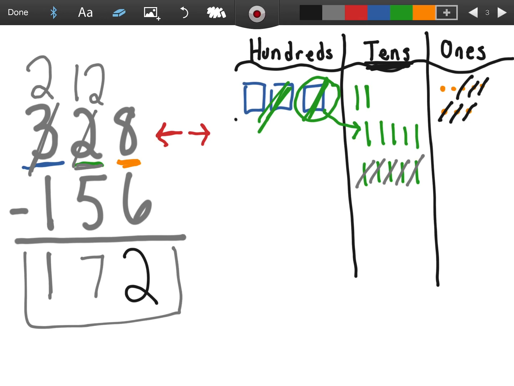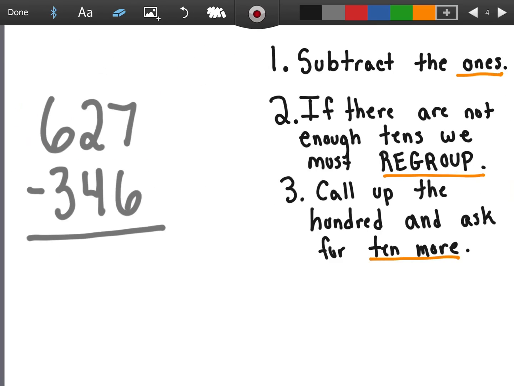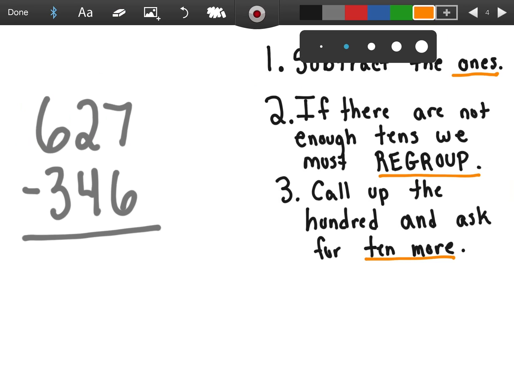Let's go to another example. This one, instead of drawing a picture, we're going to try and do it using these steps. So first we're going to subtract the ones. Our job is to look in the ones place over here and make sure that we have enough to subtract. So we have 7, take away 6. We do, so we're going to put that down here. We have 1 left over.